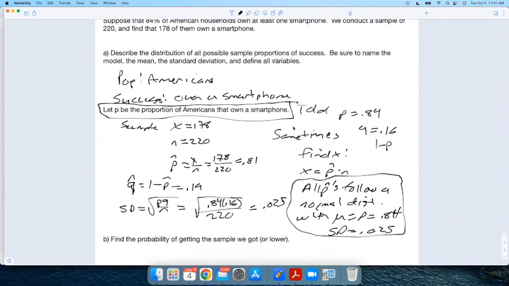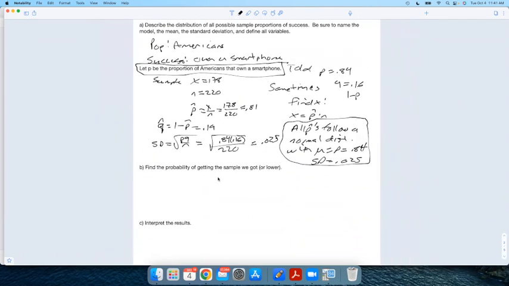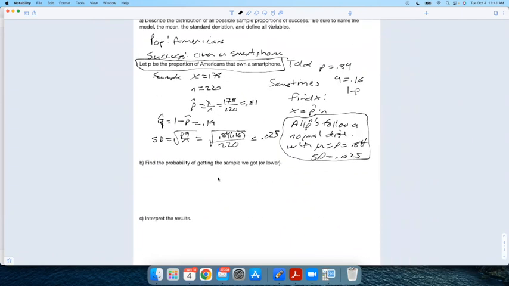Okay, now we can look and see what's the probability of getting that sample. So we're always the same. It's a normal model problem. Draw a picture. Right in the middle, the average sample is P, 84%. We literally just said that right there. My sample here was 81%. And the question said, what's the probability of getting that or lower?